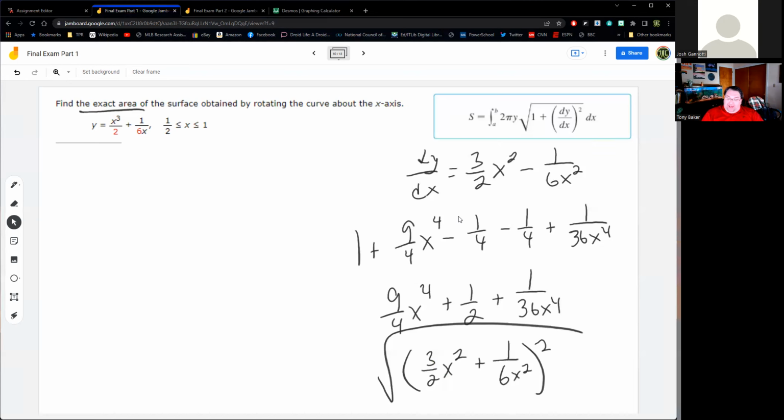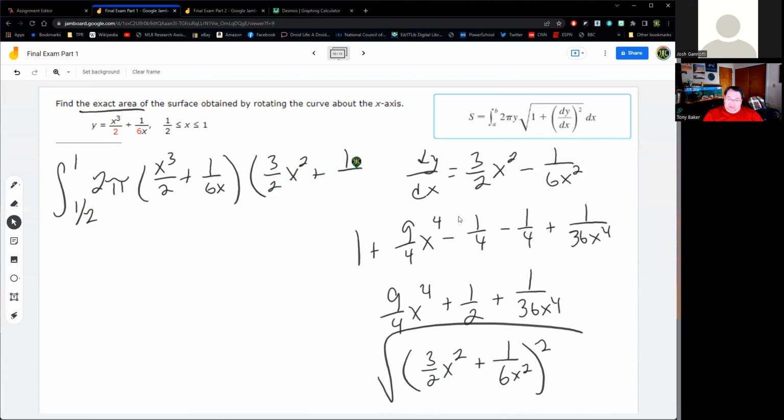So now that we've got that part, we can plug into my integral. So we're doing from 1/2 to 1. It's 2 pi times x to the 3rd over 2 plus 1/6 x, and then times 3/2 x squared plus 1/6 x squared. So that's my integral that I'm doing.